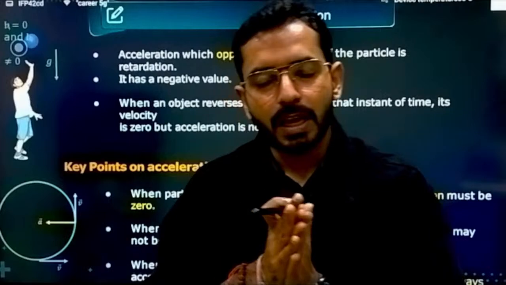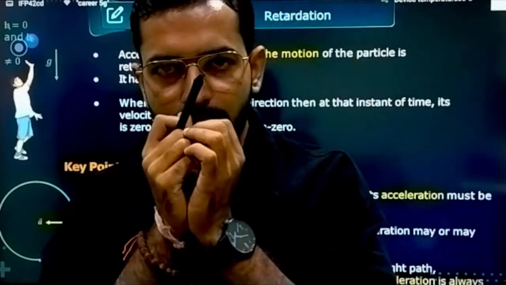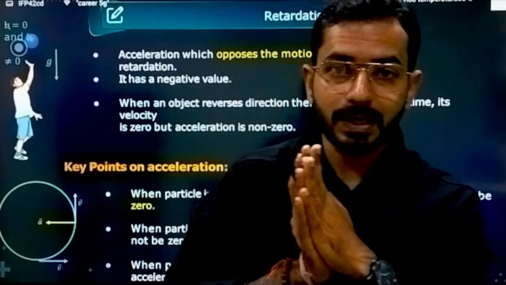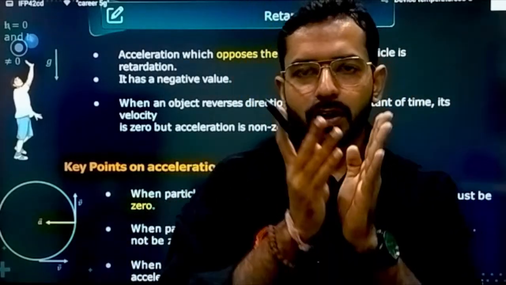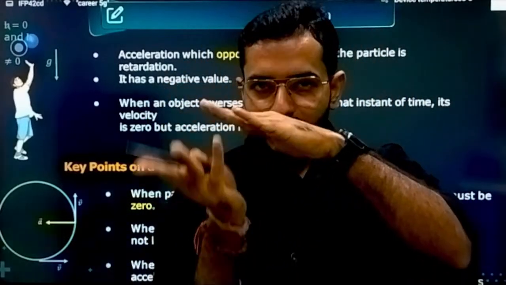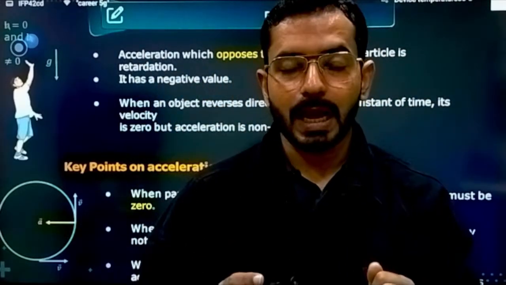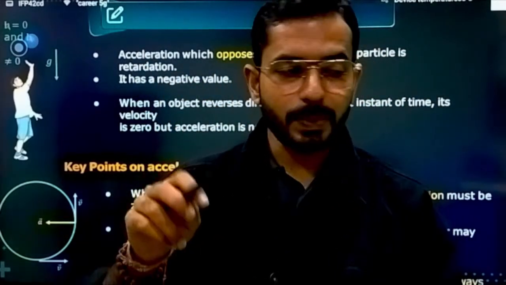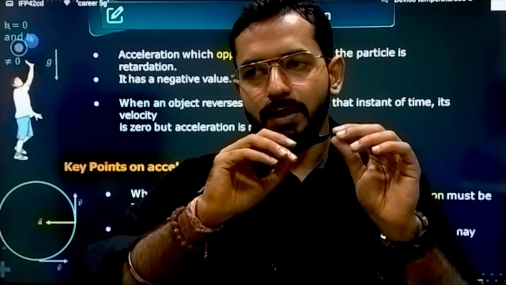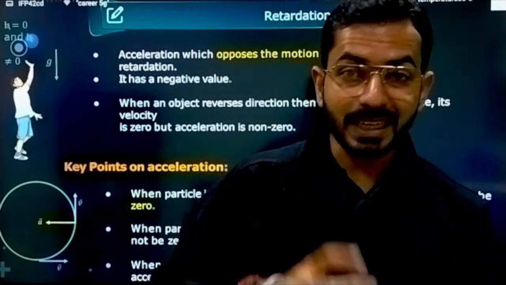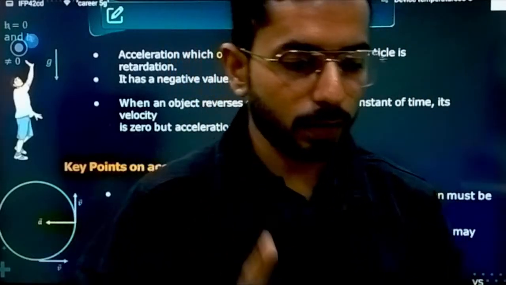Retardation will be happening when? Whenever velocity and acceleration are in the opposite direction, it will cause retardation, and it is represented by a negative sign. Whenever velocity and acceleration are in the same direction, speed will increase. That means it is acceleration. Whenever velocity and acceleration are in the opposite direction, that is retardation. Speed will always be decreasing, and after covering some distance, finally it will become 0, and then it will take a U-turn. So retardation always gives you the condition of a U-turn also.